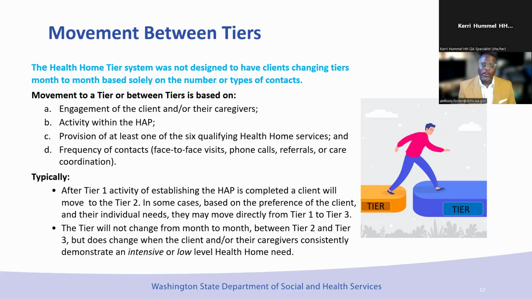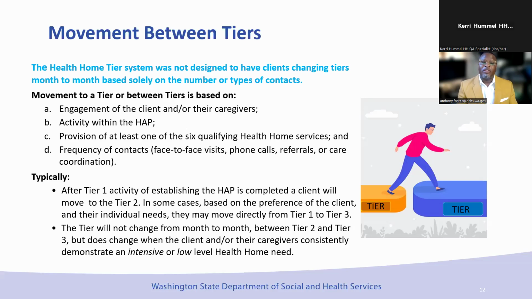The tier will not change from month to month. Again, the tier does not change from month to month. I'm talking about care coordinators now, at the grassroots level. You as care coordinators will not change the tier from month to month between tier 2 and tier 3. But it will change when the client or their caregiver consistently demonstrates an intensive or low-level health home need. And when you start to sense that the client is moving from the tier that they're in and that they may need to move to another tier, the first thing you want to do is make sure that you have a conversation with that client and let them know about that, okay? Because this is a client-driven program. This program is going to be based on the client themselves being able to make that determination of where they are in their care.